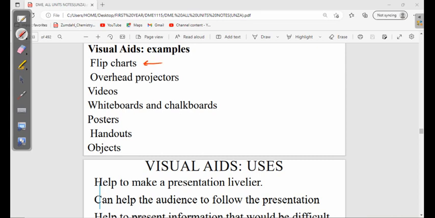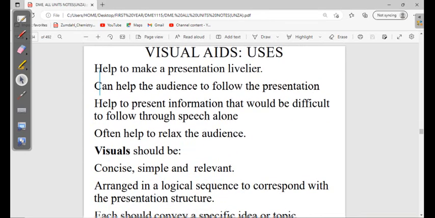So the flip chart can be any chart like this, where you get to write points and you can be flipping. There'll be another page which will be there. So if you finish with what is on this page, you flip, and then there'll be another page like that. And then you've got projectors, overhead projectors. You can also use videos as visual aids, whiteboards and chalkboards, posters, handouts, and also some objects. So objects, let's say you are making a presentation on maybe bomb paste. So you're going to have that bomb in your hand, trying to show evidence to people so that they are able to see. So that can be an object you can use.